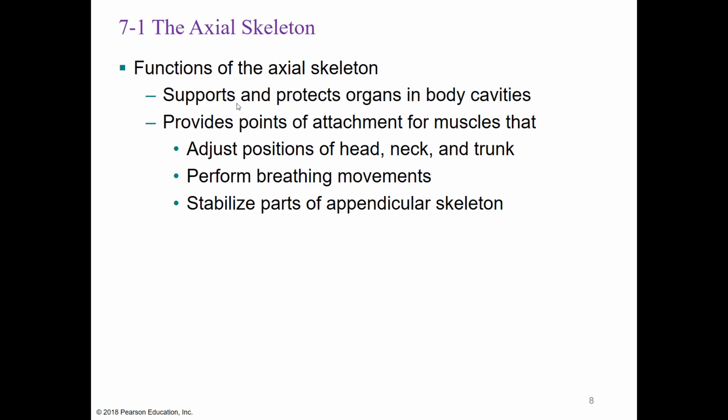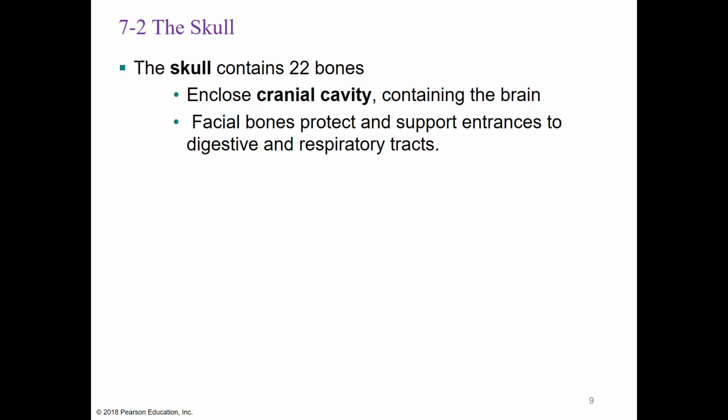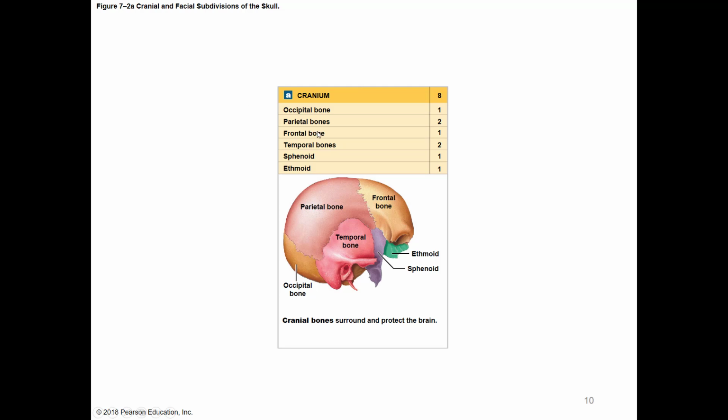So let's start with the skull. The skull has 22 bones, and some of those make up the cranial cavity, which would be the top part of the skull that contains the brain. And there are facial bones that will protect and support entrances to your digestive and respiratory tract. So looking at this picture here, this would be the cranial bones that are found supporting and protecting the brain.